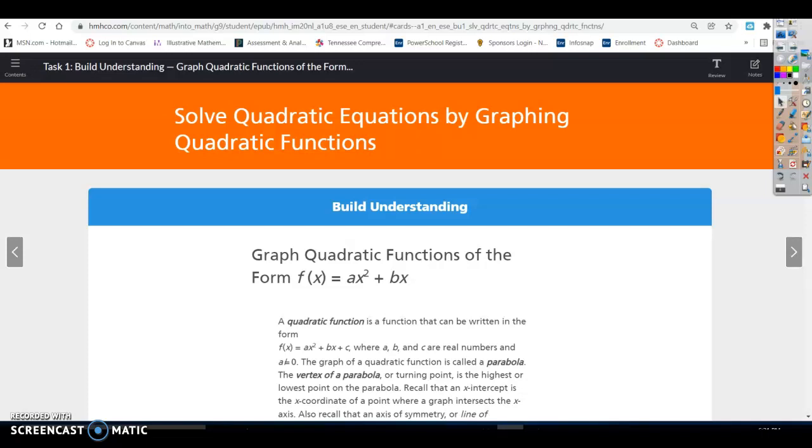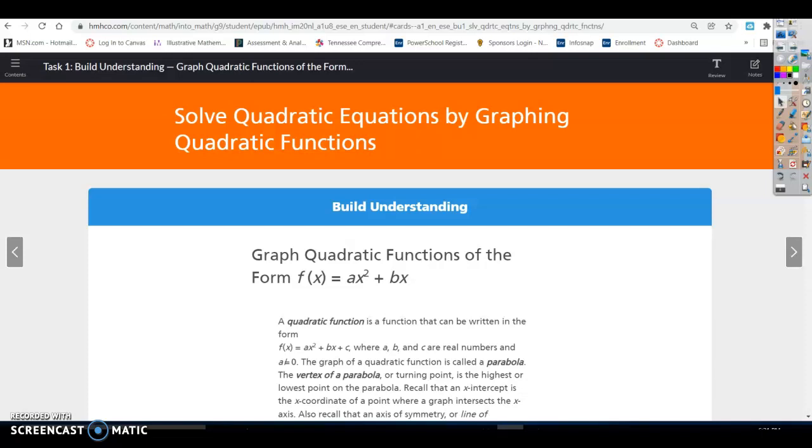Lesson 17.1, Task 1. Solve quadratic equations by graphing quadratic functions. Alright, so we're going to start looking at a new type of function, quadratics. A quadratic function can be written in the form f of x equals ax squared plus maybe something else, maybe not, but it has to have the ax squared. The x squared is what makes it quadratic.